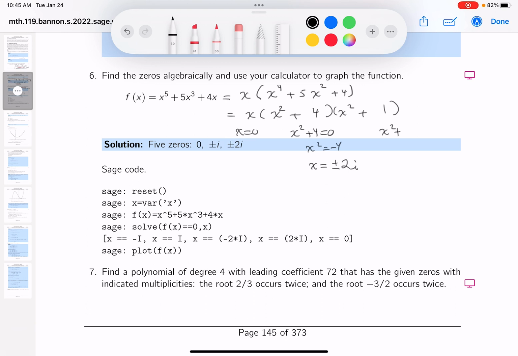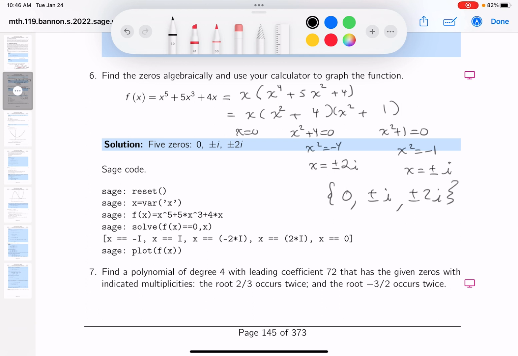When x squared plus 1 equals 0. That means x squared is equal to minus 1, which means x is equal to plus or minus the square root of minus 1, which is i. So we found our roots. Well, let me put them down for you. We found 0. We found plus or minus i. And we found plus or minus 2i.